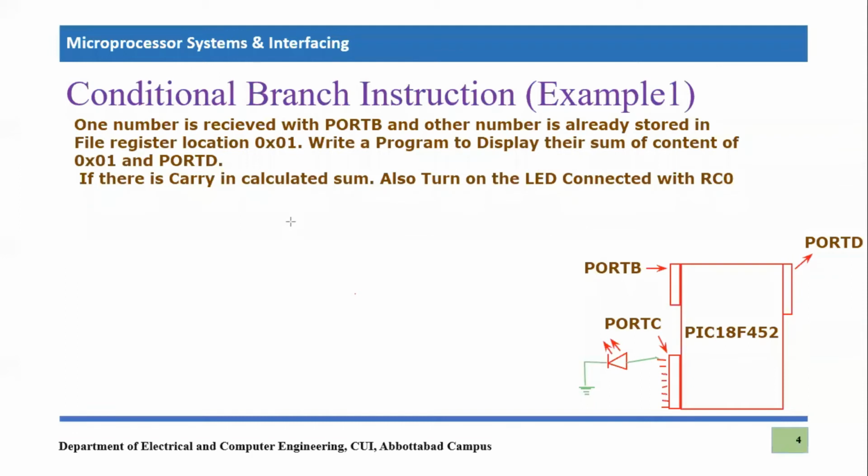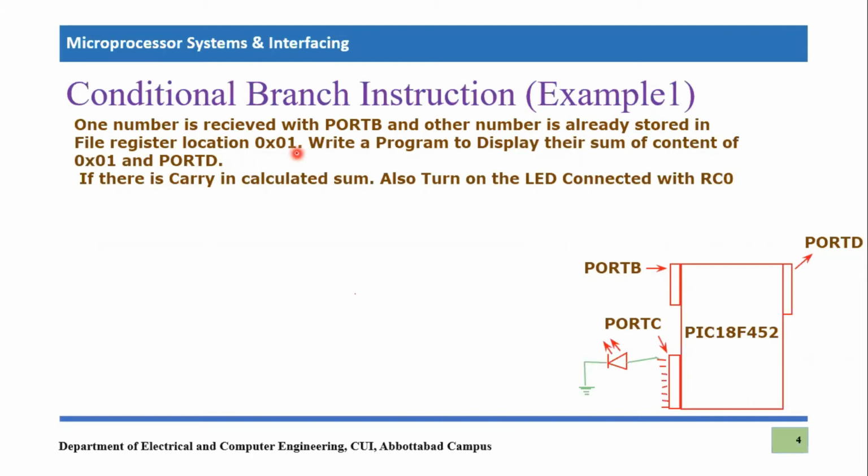Okay, let's consider the example of a conditional branch instruction. Let's read the statement first. The statement says one number is received with port B. That means port B will be considered as an input port. So a number will be received at port B, and another number is already stored in a file register location.